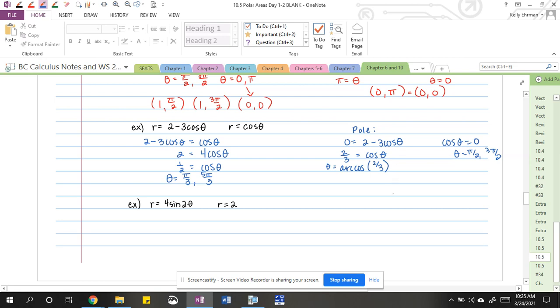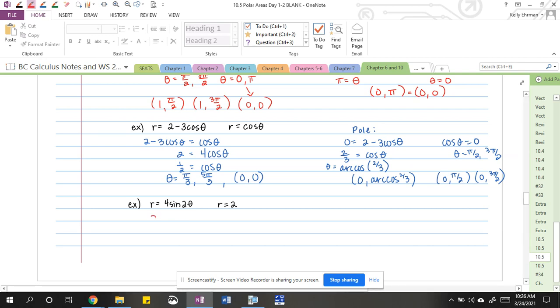So if both are okay at the pole, then we can include the pole. Now the pole can be anything, right? It's (0, arc cosine of 2/3). It's (0, pi/2). It's (0, 3 pi/2). It's (0, 500 million degrees). It's whatever. So for simplicity's sake, if they both pass through the pole, you can always just answer (0, 0). This will always be the answer if they both pass through the pole.